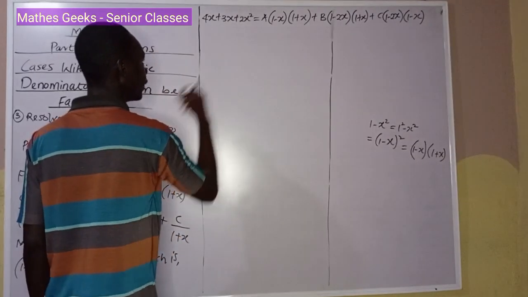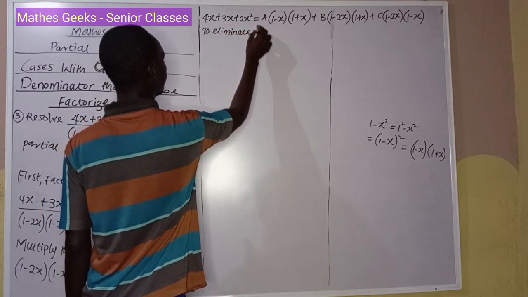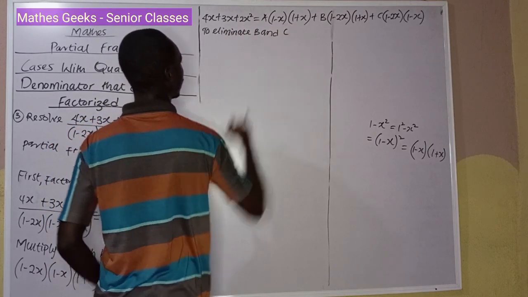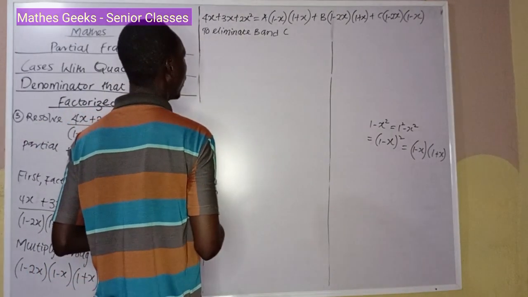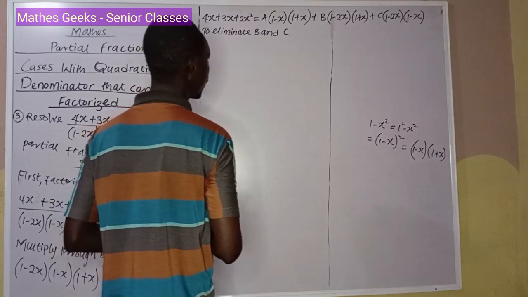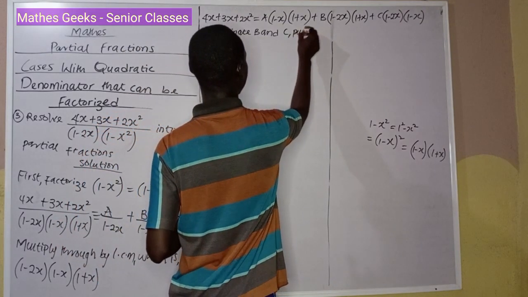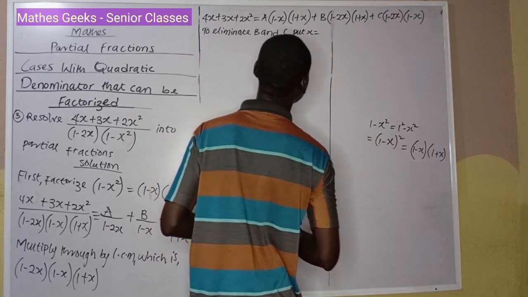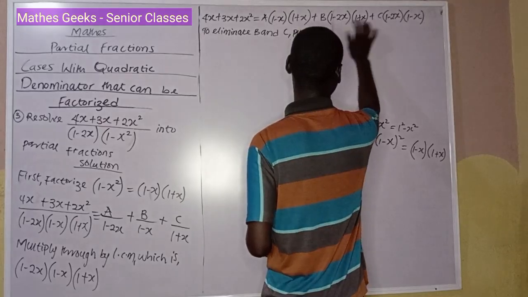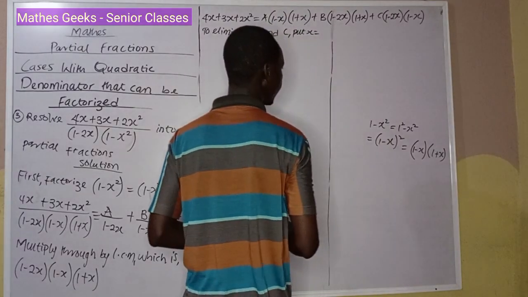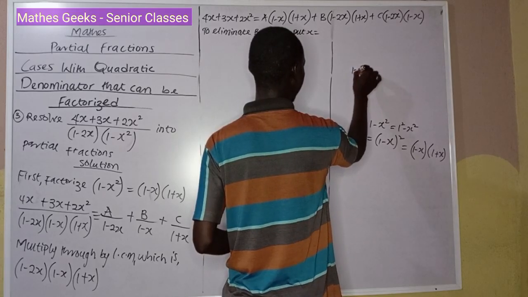So the next thing I'm going to do is to eliminate B and C. To eliminate B and C, you can also use the equating terms method, but I choose to use this elimination method. We're going to put x equals to... Let's see what B and C have in common. B and C have 1 minus 2x in common.